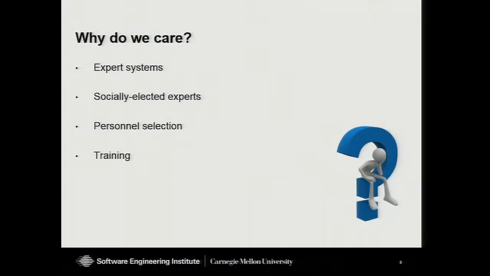There's 4 quick reasons. We have expert systems that are based on expert judgments, but we still don't know how to measure them. We don't agree on what they are, et cetera. We have created socially elected experts that make policy decisions, and yet we don't really know for sure. We do know that people who are socially elected as experts are not always experts in their performance, so we have to be very careful about that. Again, we're establishing personnel selection programs based on what we think an expert looks like and how they behave and how they perform.